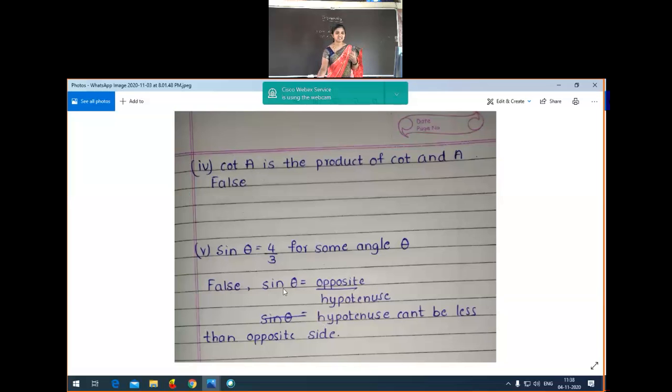Now, last one: sin theta is equal to 4 by 3 for some angle theta. Sin theta is opposite by hypotenuse. In the denominator, hypotenuse is there. So is it really true? The hypotenuse is smaller, 3 is smaller than 4. So it is a false statement because sin theta is opposite by hypotenuse, and the hypotenuse can't be less than the opposite side.